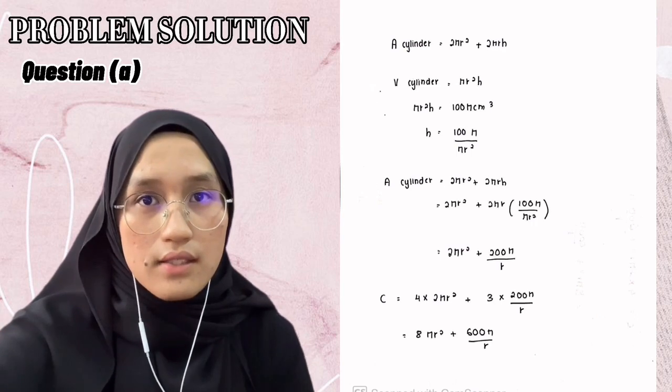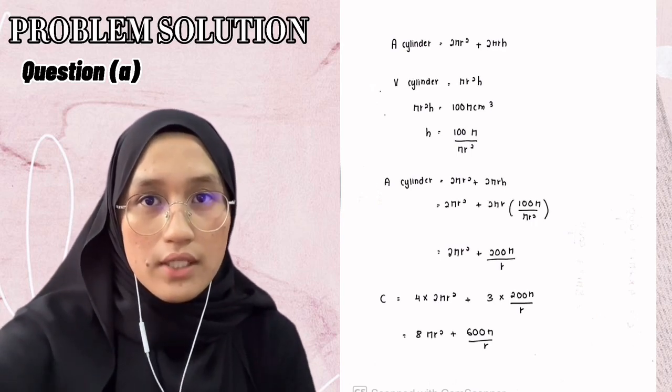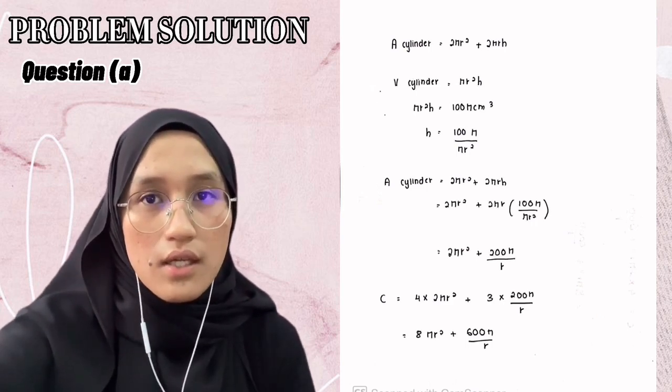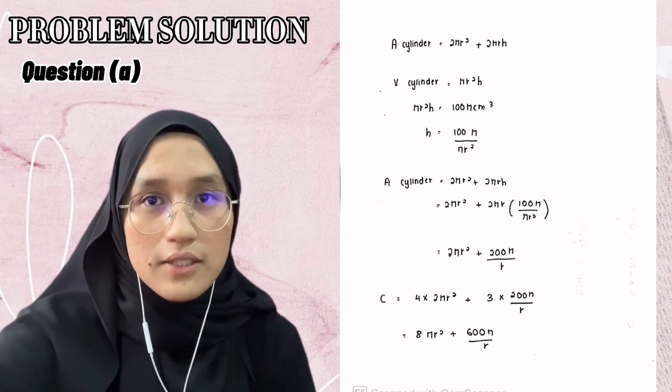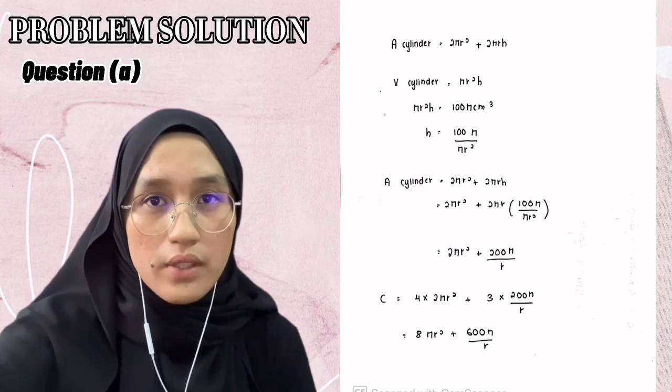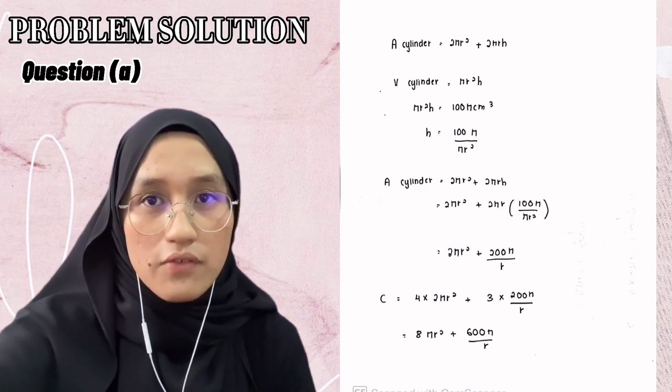Next, insert the h that we just calculated into the surface area of cylinder equation, which is 2 pi r square plus 2 pi r h, and we will get 2 pi r square plus 2 pi r multiply 100 pi over pi r square. Solve the equation and we will get 2 pi r square plus 200 pi over r.